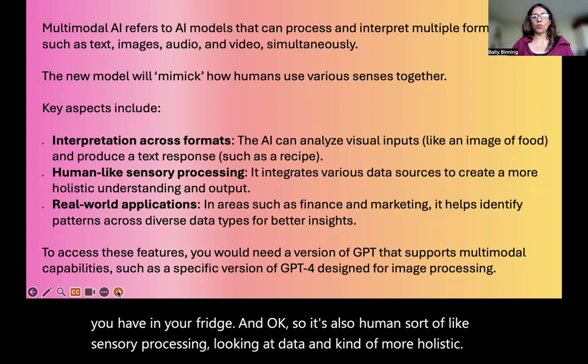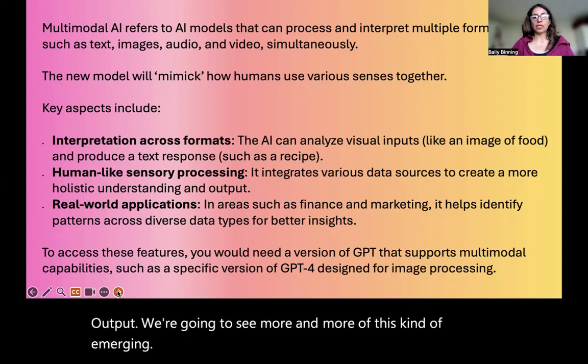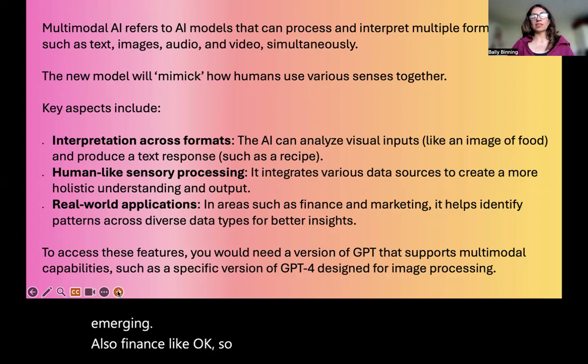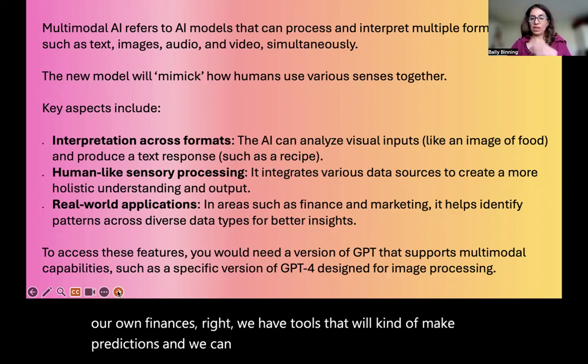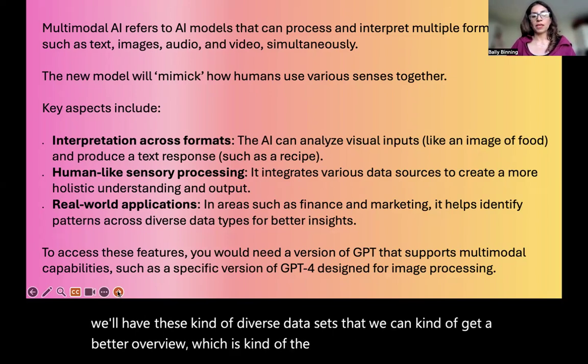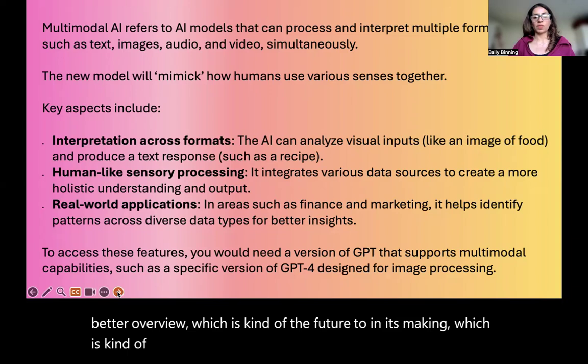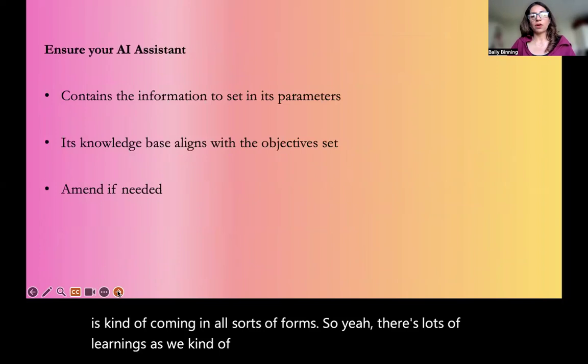We're going to see more and more of this emerging. Also finance, looking at things like our own finances, right? We have tools that will make predictions, and we can use it for things like marketing as well. So we'll have these diverse data sets that we can use to get a better overview, which is the future in its making, coming in all sorts of forms. So yeah, there's lots of learnings as we evolve in this area of AI.